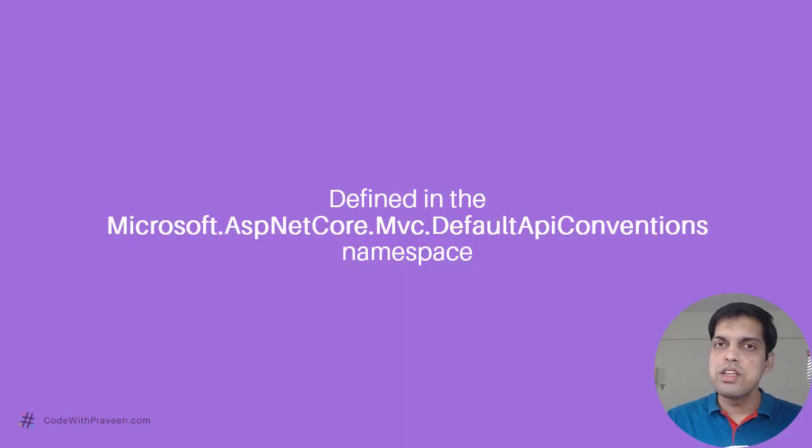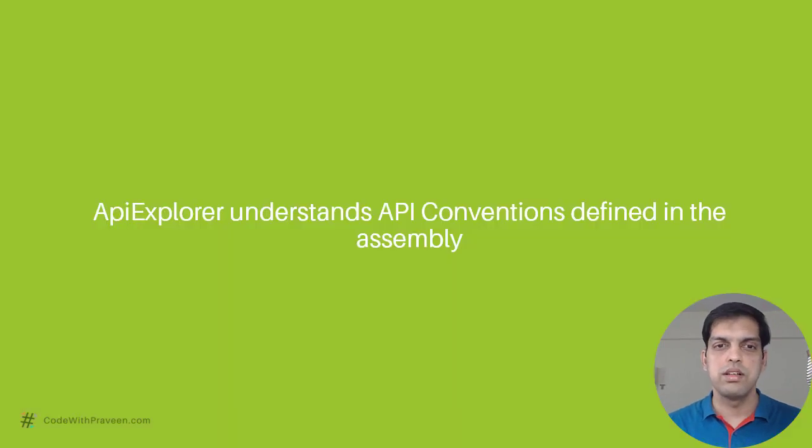You need to note that these conventions are defined in the Microsoft.AspNetCore.Mvc.DefaultApiConventions namespace. So you need to add it to the respective controllers that need to include these API conventions. Finally, the API Explorer that we have seen before, which is the real reason behind creating these OpenAPI documentations, understands these API conventions defined in the assembly. Hence, these API analyzers, when you're looking for the controllers in your assembly, also look at these conventions, and if they are present, then it's going to use that information to generate those final OpenAPI documentations.